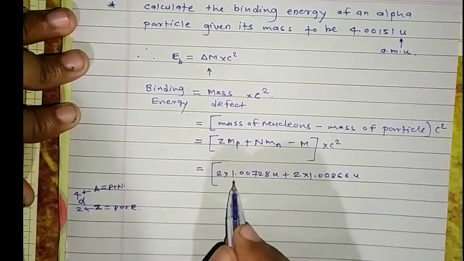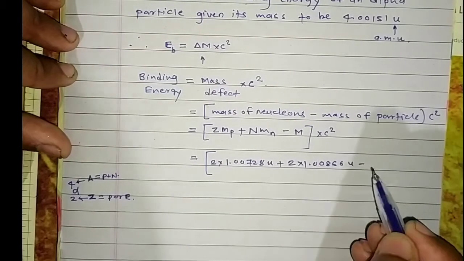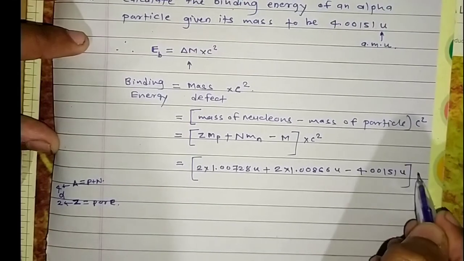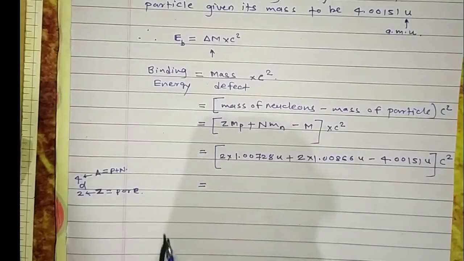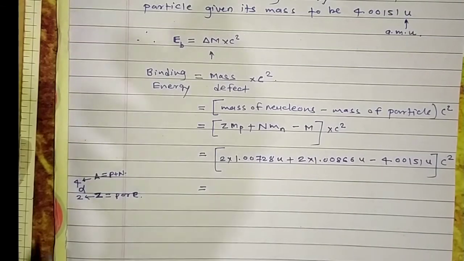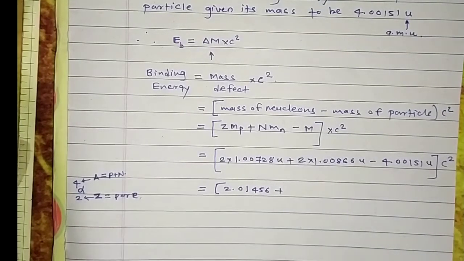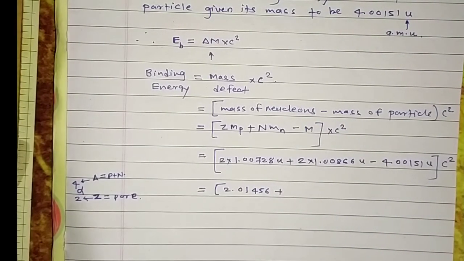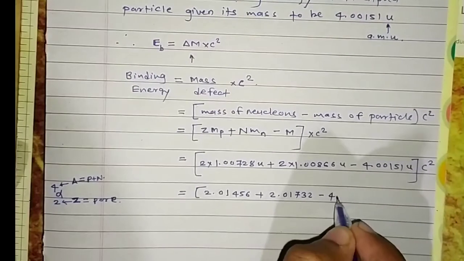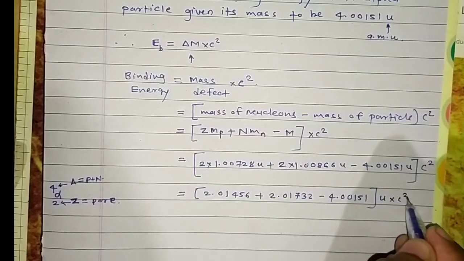Those values are given in the constant data, minus, now what is the mass of the particle? That is 4.00151 U, into c square. So you have to just do the basic calculations. Multiplying 2 into 1.00728, you get 2.01456, plus again 2 into 1.00866, you get 2.01732, minus 4.00151, and I have taken U common, into c square.